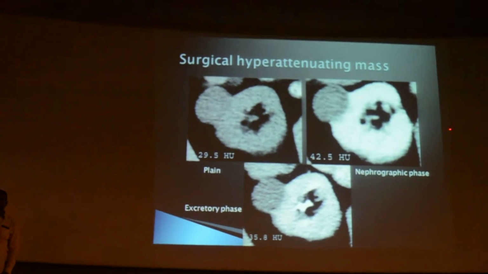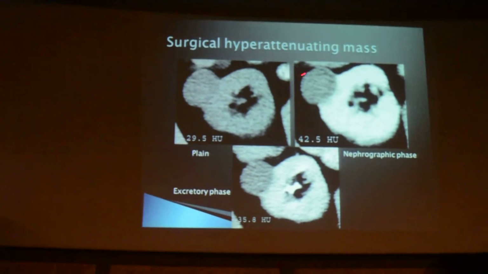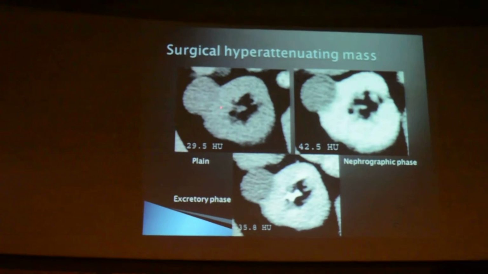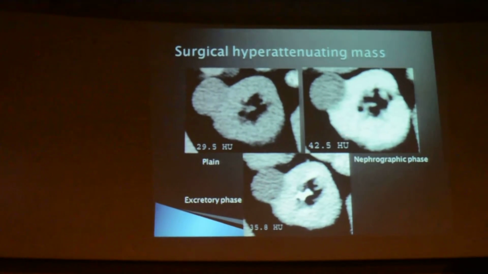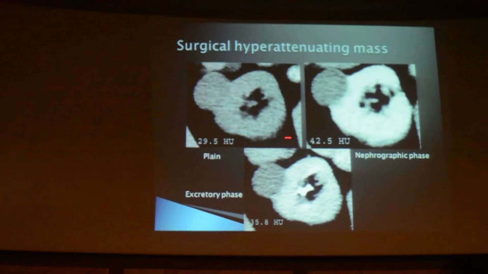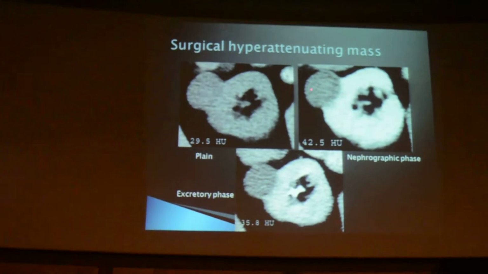Now that is a non-surgical hyperdense cyst. Now this is a surgical hyperdense cyst mass. You can see this is almost similar to or a little less than the adjacent parenchyma on plain scan, measuring 29 to 30 Hounsfield units approximately. And in the nephrographic phase, the lesion is measuring 42. There is an increase of more than 20 Hounsfield units in the nephrographic phase, showing enhancement.